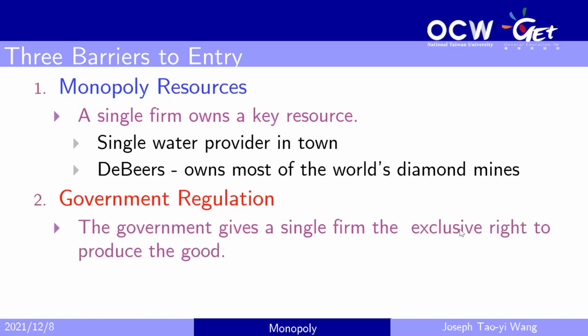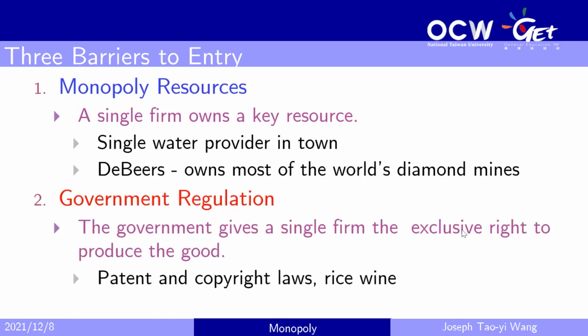The other possible reason for barriers to entry is governmental regulation. The government gives a single firm the exclusive right to produce and sell this good. For example, when you have a patent, that means that during the length of the patent, the inventor or whoever he or she authorizes will be the only seller of this product. There's also copyright, so the publisher will have the only right to produce and sell this book.